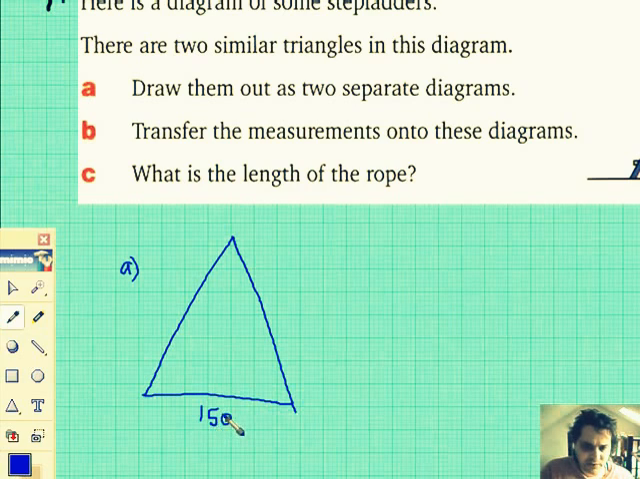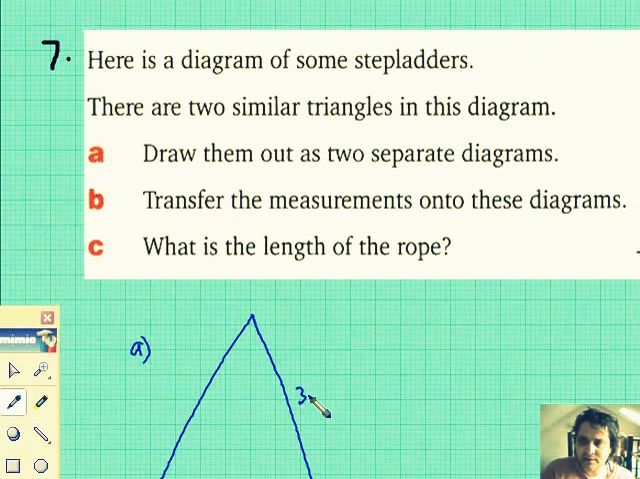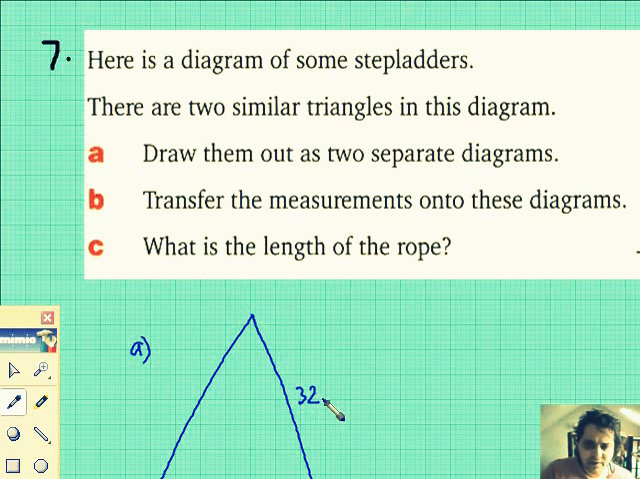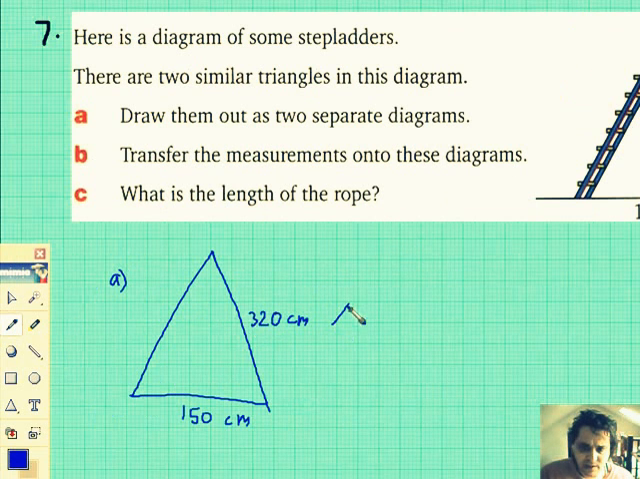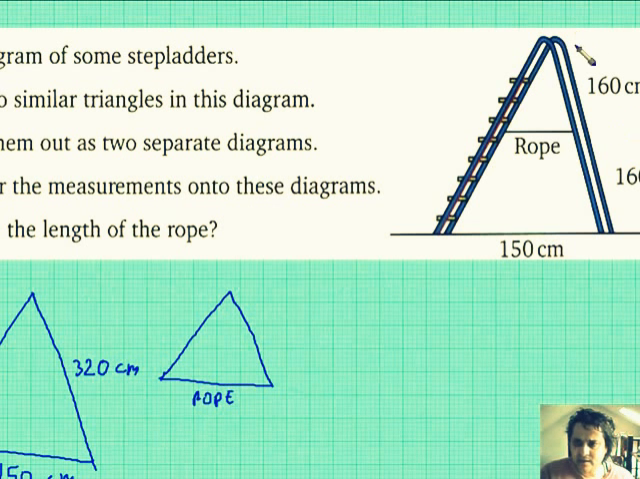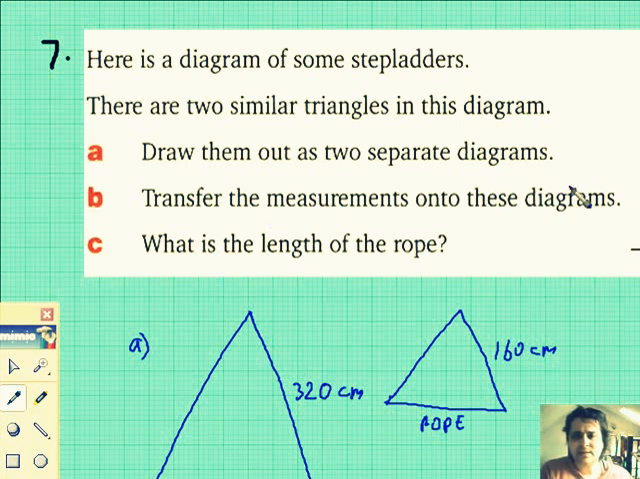So it goes 150 across the bottom, and these 2 lengths add up to make 320 centimetres. And look, I've got a baby one just there. So it goes like that. And we know this is called rope. That's the length of the rope. And here, I'm told, is 160 centimetres. So I've transferred the measurements onto the diagrams in order to help me do part C.